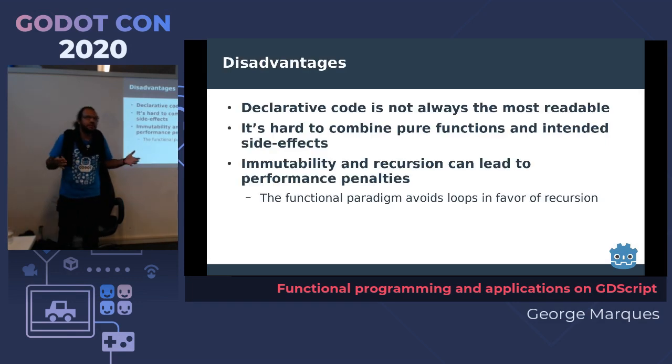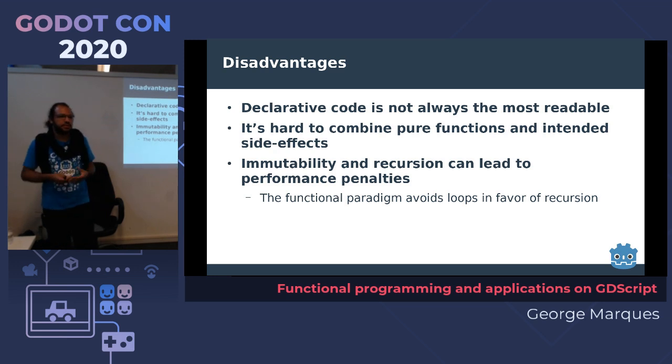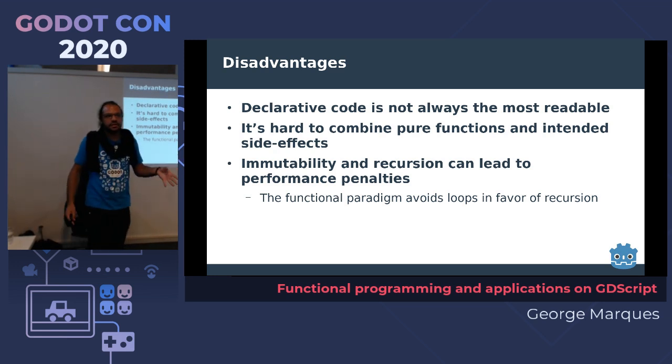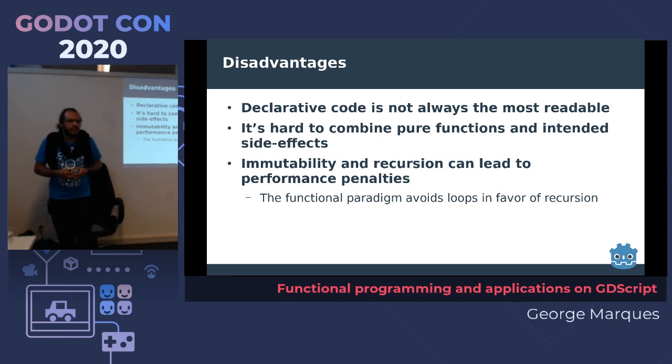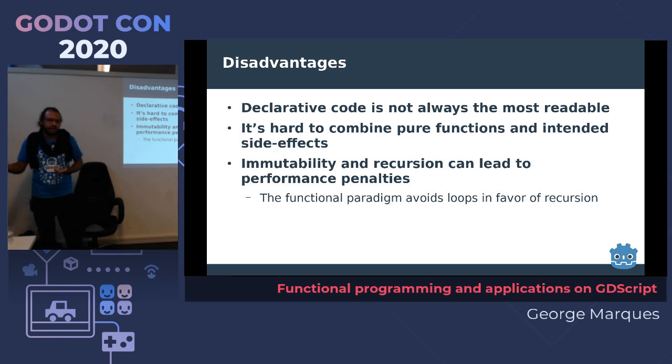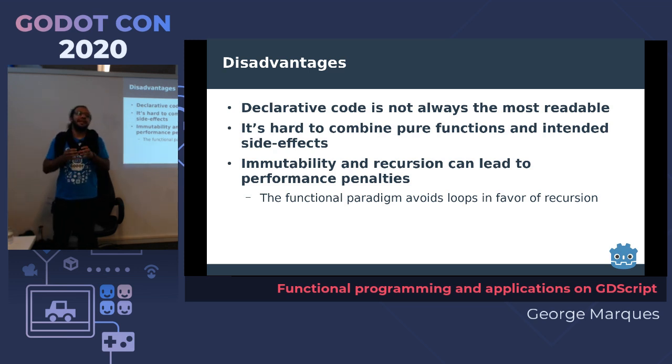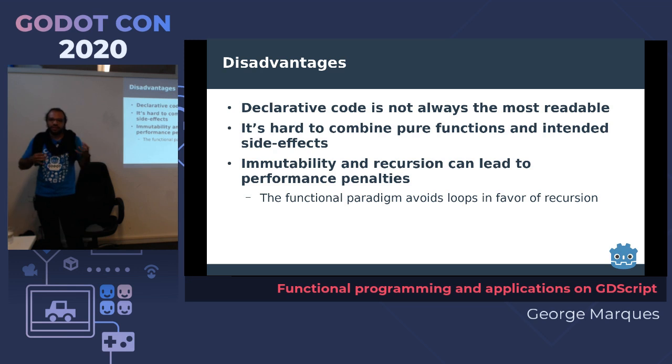So there are obviously some disadvantages of using functional programming. That's why it's not used everywhere. One thing is that declarative code is actually harder to read, because when you read declarative code, you're not sure what's actually happening. And it's also not easy to write either. So that's one disadvantage. It's actually harder to get into it. It's hard to combine pure functions and intended side effects, because you want something to happen, but pure functions don't allow anything to happen because they are contained. So it's kind of hard to deal with the side effects.